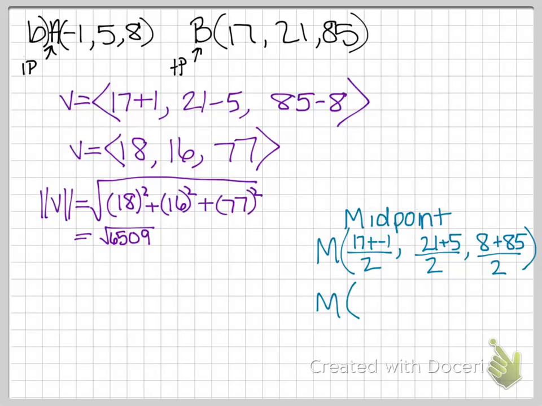here we go. So I got 17 minus 1, 16 divided by 2 is 8. 21 plus 5 is 26, divided by 2 is 13. 8 plus 85 is 93, which is odd, so I'm just going to leave it over 2. Beautiful. And there's my midpoint. So, if we can find magnitude, can we find a unit vector?